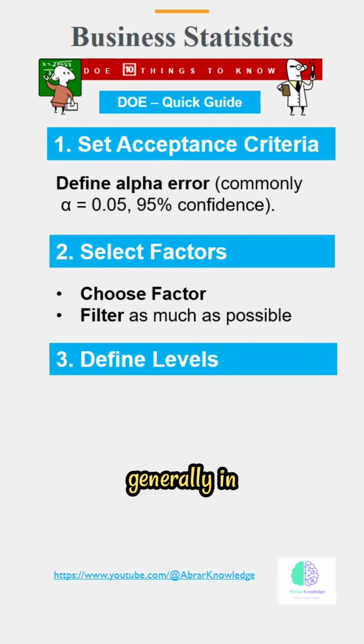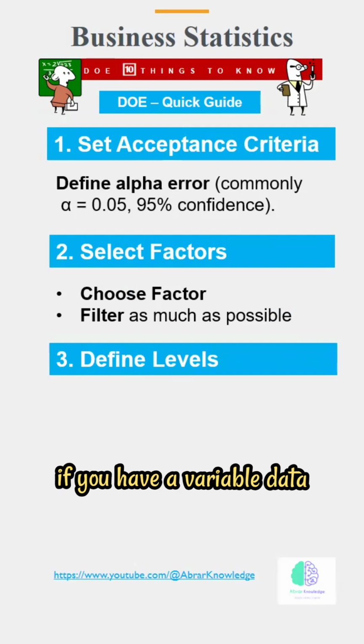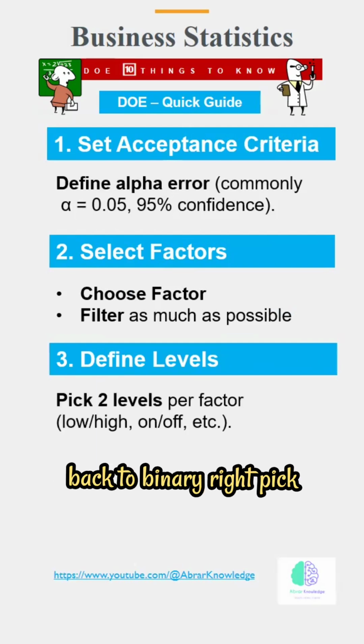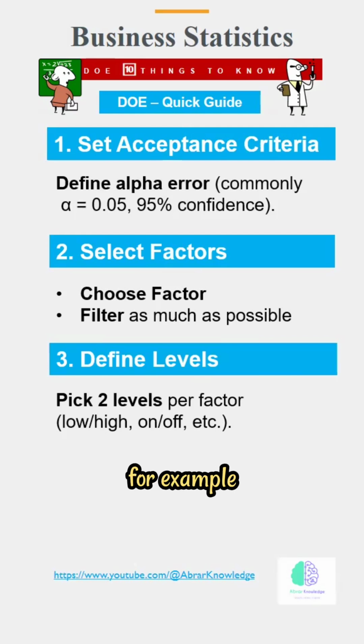Define level. Generally, in design of experiment, binary is suggested. For example, even if you have variable data or continuous data, you can convert it back to binary, right? Pick two levels, like for example, low, high, on, off, 0, 1, 1, 2, and so on.